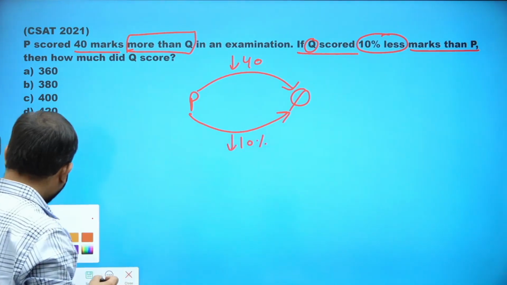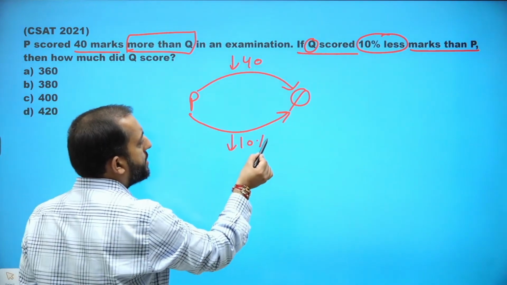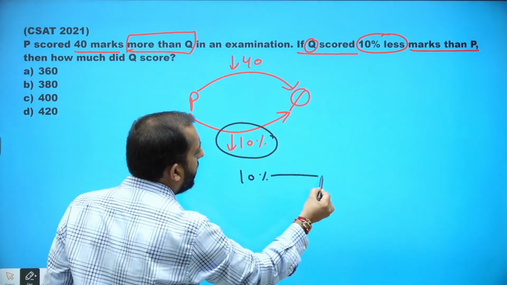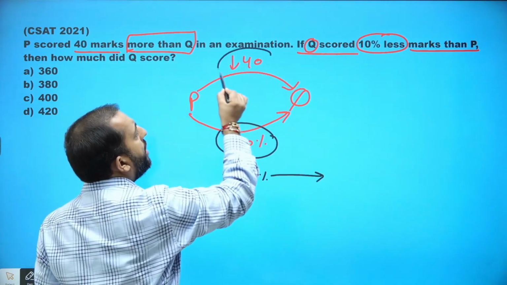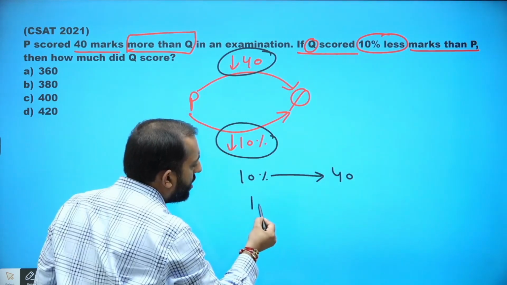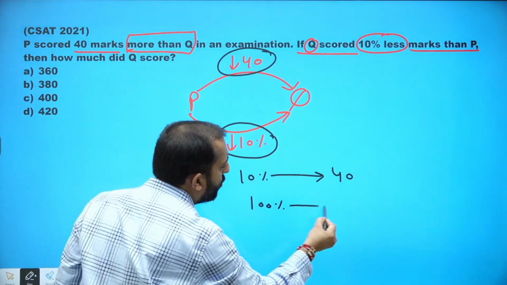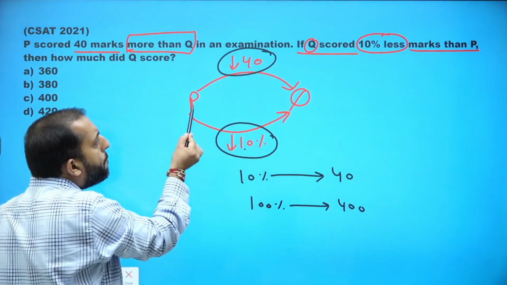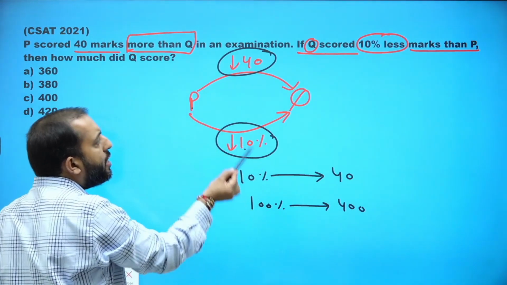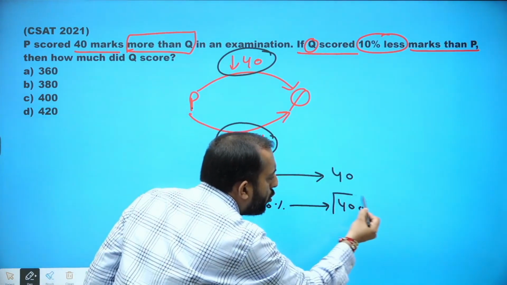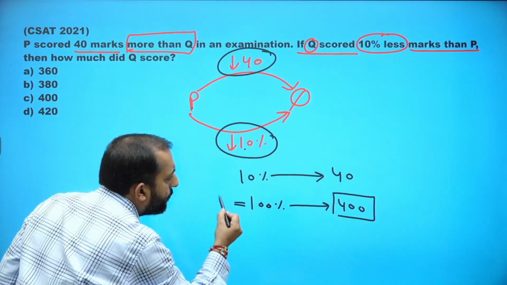So in terms of percentage, it is 10%. And in terms of actual value, it is 40. So 10% corresponds to 40. So 100% will correspond to 400. Now 10% of P it is. So 100% of P, meaning total score of P. So total score of P is how much? 400.